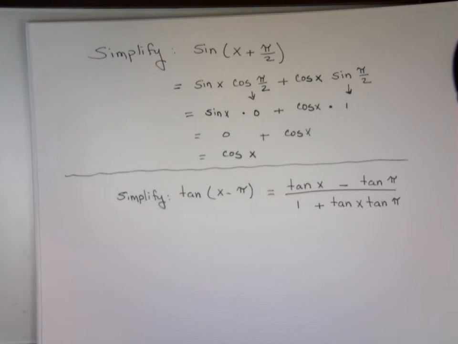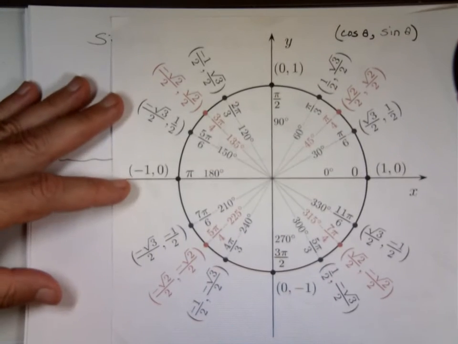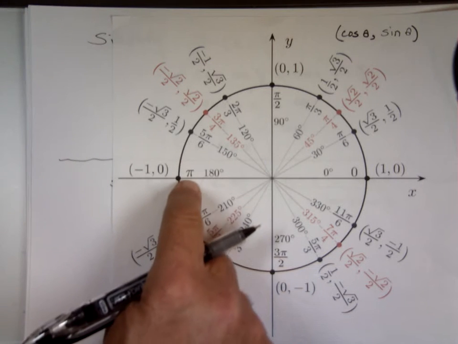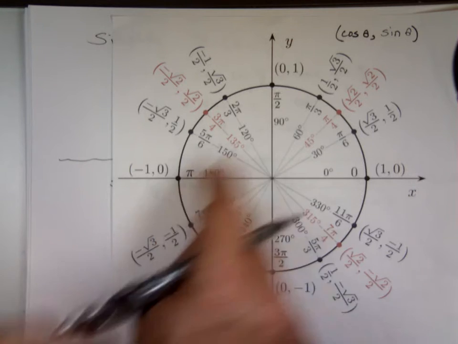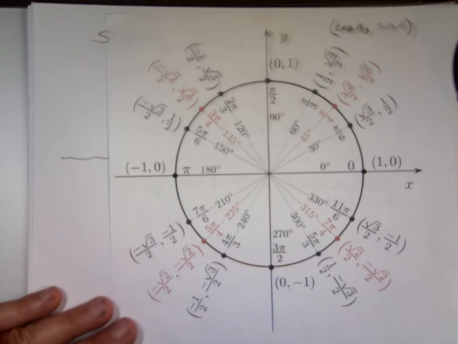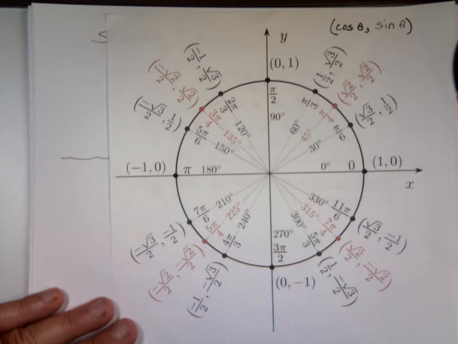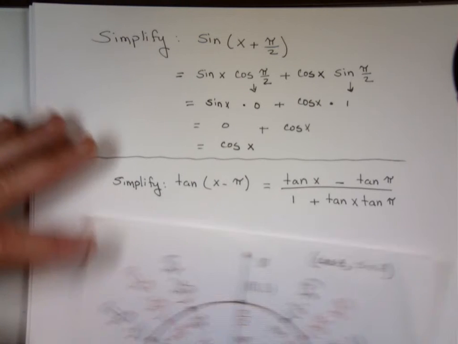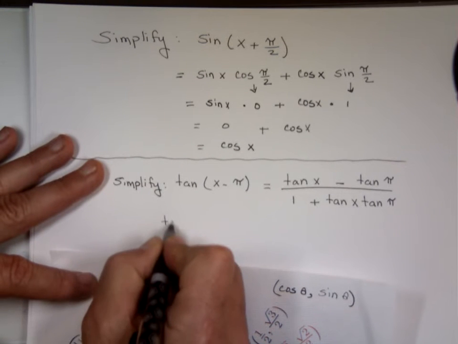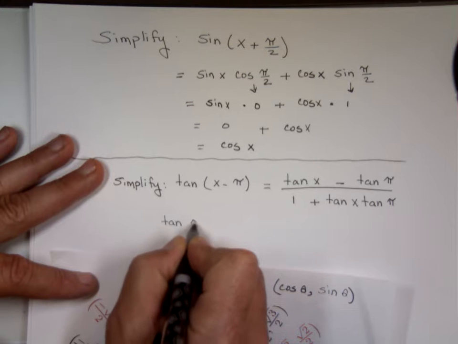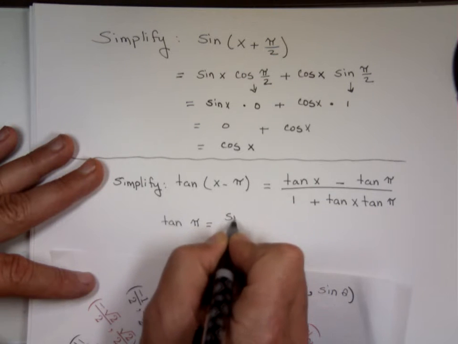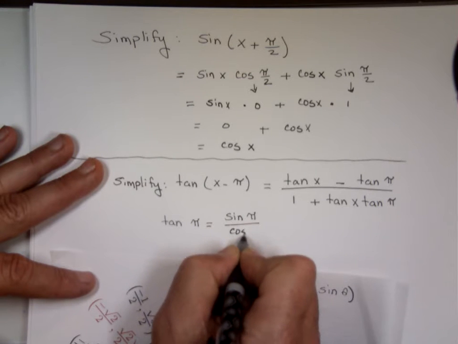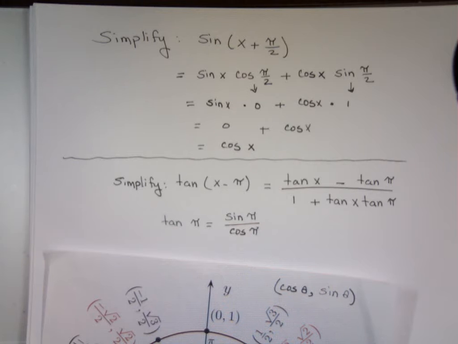I got one little problem here. This unit circle does not have tangents on it. This is the pi. It has only cosine and sine on it. There's no tangent. The tangent is sine over cosine. Tangent of any angle is the sine over the cosine, from the previous section, right?